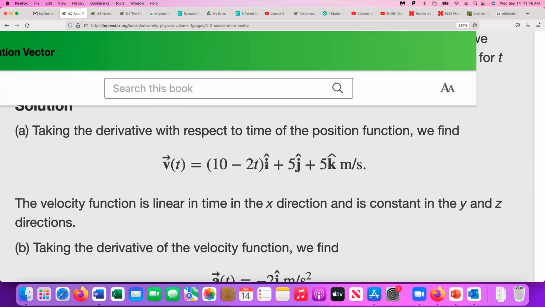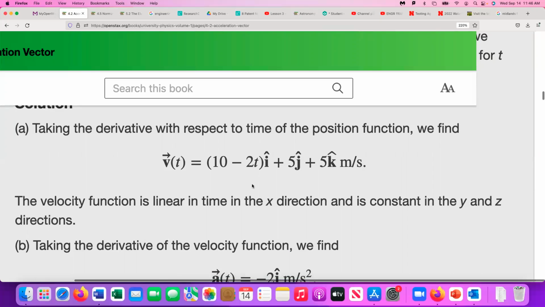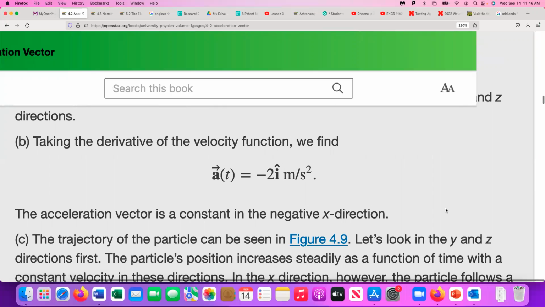And I say increasing, but actually the velocity starts off in one direction and ends up going another direction. So it has a turnaround point. And that's because of this complex behavior over here in the velocity. And then the acceleration is constant.